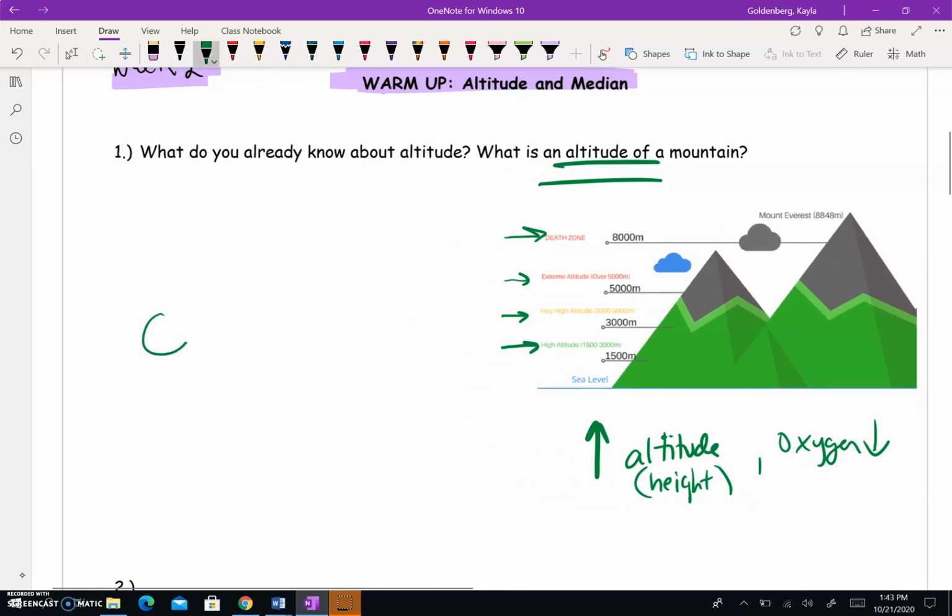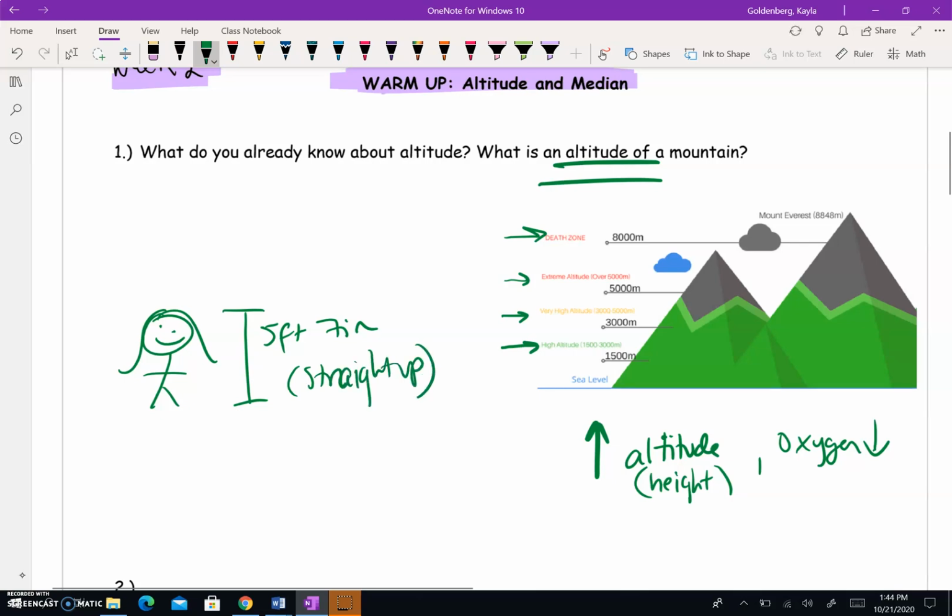If I ask, what is the altitude of me? Here's a little person, maybe this is Miss Goldenberg. My altitude is 5 feet 7 inches. That's how tall I am. And one thing I want you to think about is when you get measured at the doctor's office, you have to stand really, really straight and have your back against the measuring tool. The reason why is because when you measure your height, you have to stand straight up, as straight as you can.